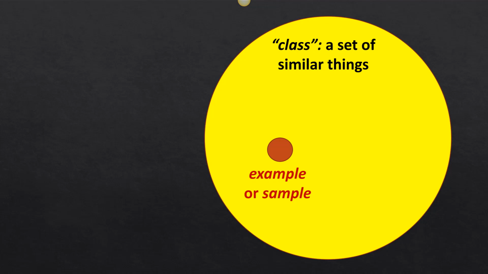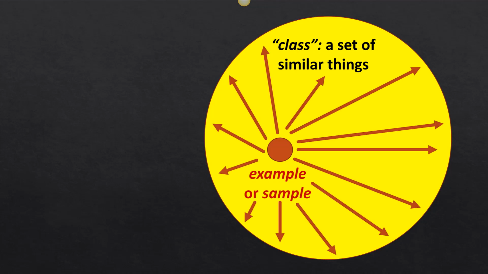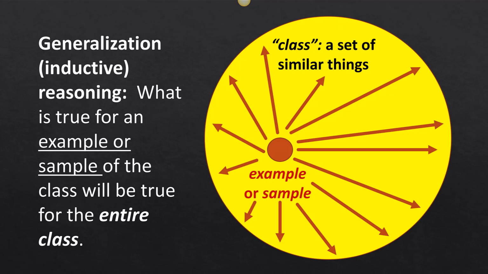The way that inductive argument, or argument from generalization, operates is what's true for an example or sample of the class is going to be true for the entire class as a whole. So this is how I got from the sample of squirrels that I personally observed to making a broader generalization about the squirrels in the Quad Cities completely, as well as the claim that I made about the squirrels in the entire state of Illinois.